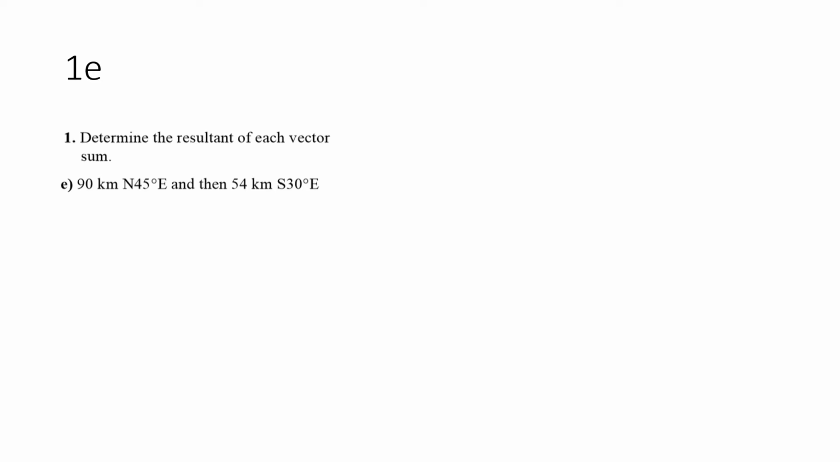All right, and then we have 1e, determine this resultant. So here we're going north 45 degrees east, 90 kilometers. And then 54 kilometers south, 30 degrees east. So from south we go 30 degrees east, so this is 30 degrees right here. This is 54. So our resultant is going to look a little something like this.